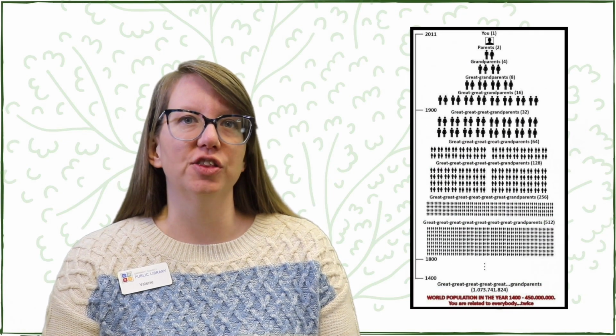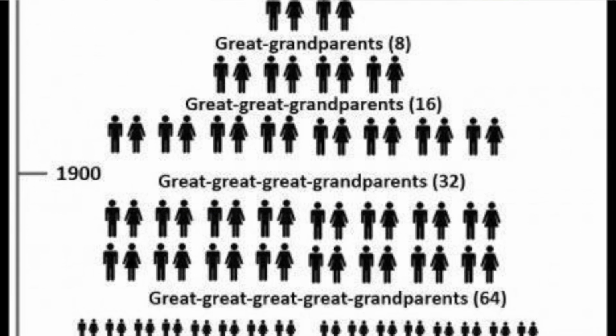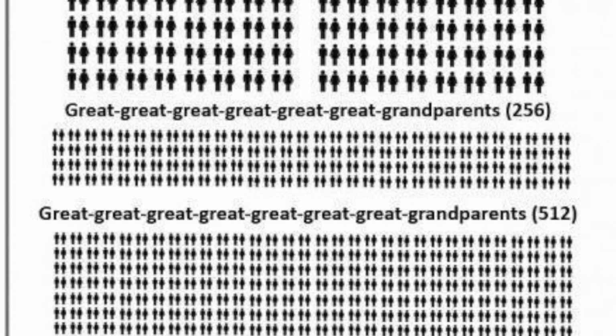Finally, here's a chart that's mainly just for fun, which showcases just how many ancestors we have. For example, 512 seventh great grandparents. Though this chart is a good visual for emphasizing just how many ancestors we have, it's not really accurate.